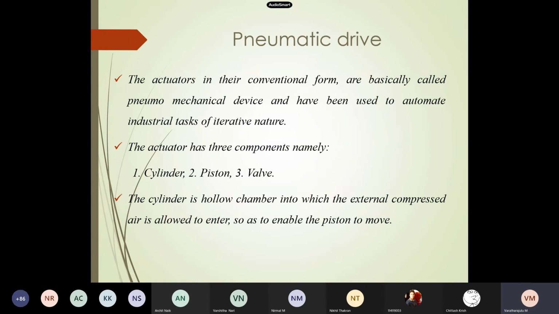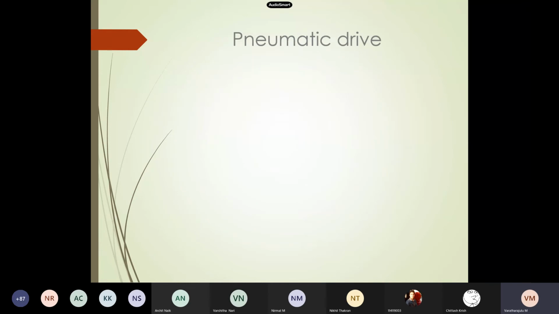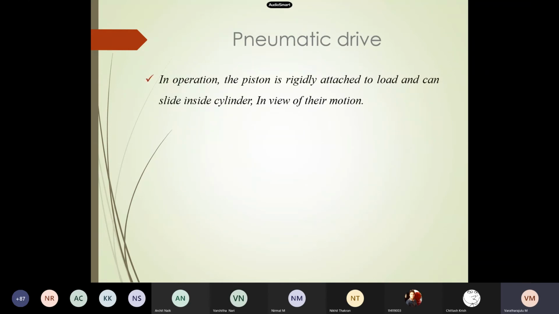The cylinder is a hollow chamber into which the external compressed air is allowed to enter, so it enables the piston to move. The air enters through a hole usually called a port, and a valve controls the rate of flow of the air into the chamber. The valve is a controlling element, an electromechanical device, and in operation the piston is rigidly attached to the load and can slide inside the cylinder.